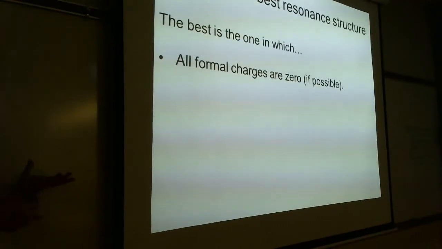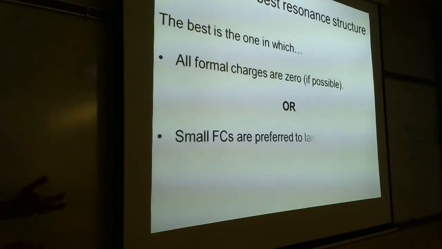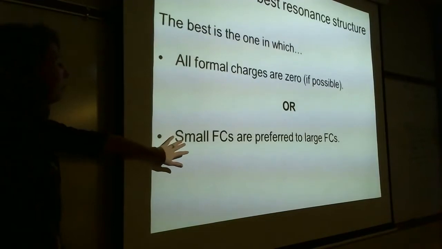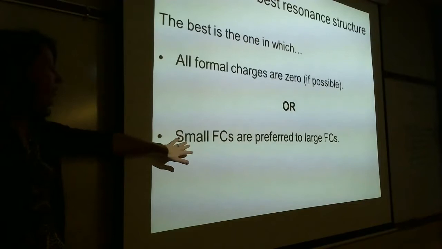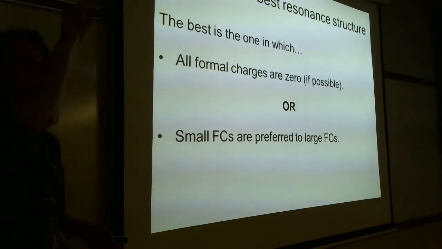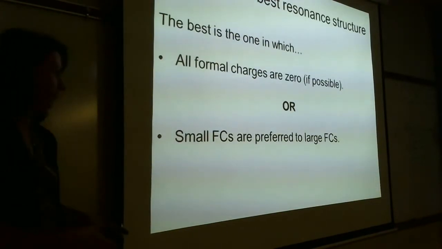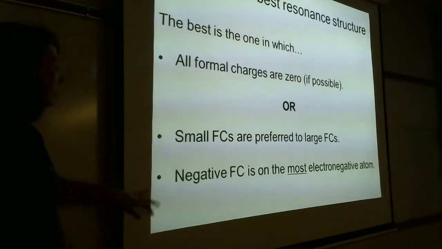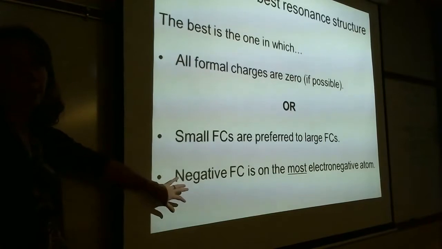But if that's not a possibility because you're dealing with a polyatomic ion, or a molecule where you absolutely have to have formal charges, then your other option is you are always preferring small formal charges to large values. So pick the resonance structure that has the smallest numbers. If you've got 2, 2, and 6 versus 1, 1, and 3, pick the smaller one. And then also, the negative formal charge needs to be on the most electronegative atom.